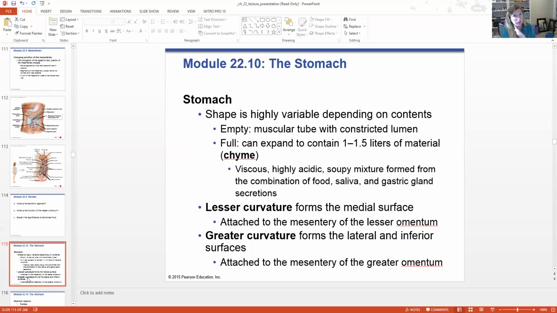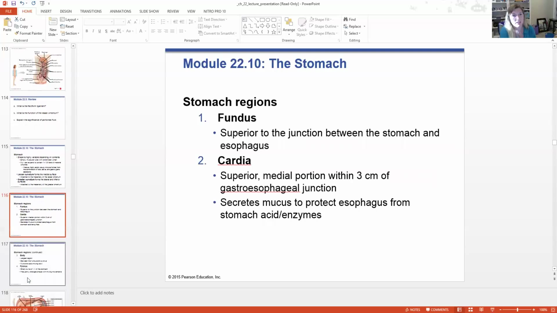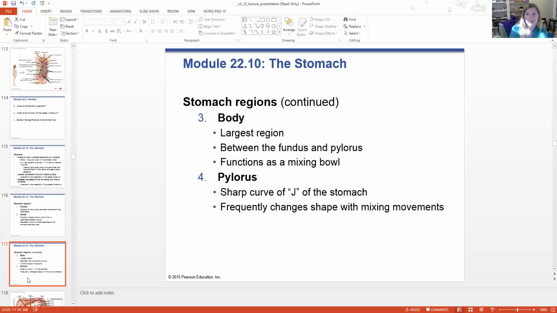There's a lesser curvature on the medial side, a greater curvature on the lateral and inferior side that attaches to the mesentery. The fundus is the topmost part of the stomach. The cardia is the section of our stomach which is just beneath that cardiac sphincter, protecting the esophagus there. The body is the largest region. This is where the mixing occurs.